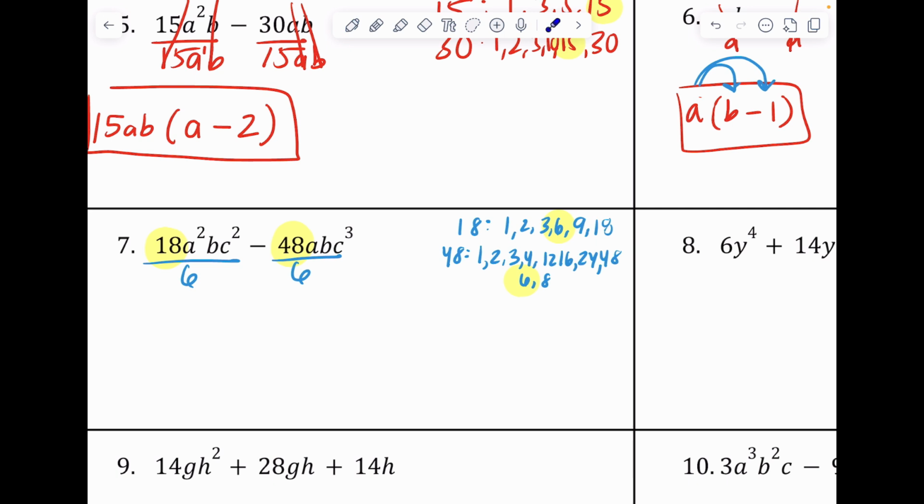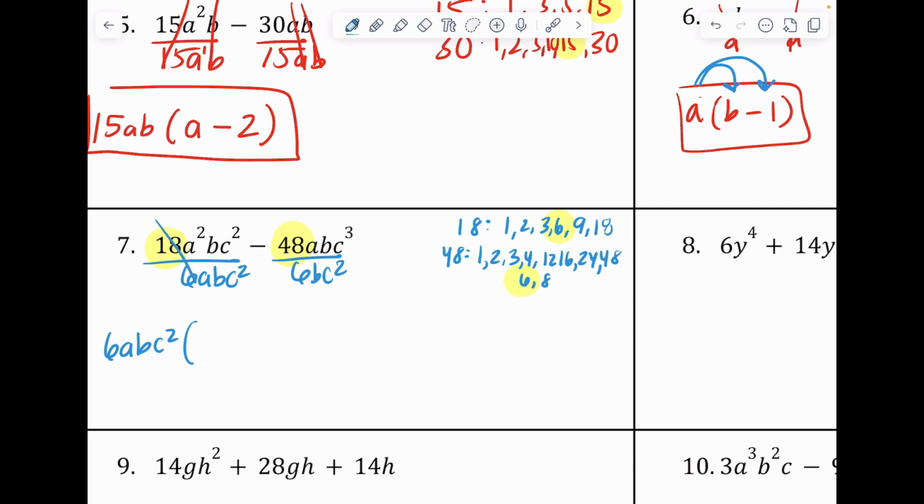Now I want to look at my variables. I have an a here and I have an a here, so I can for sure factor out an a. I have a single b here, so I can factor out a b. Now when I look at my c's, I have 2 c's here and 3 c's there. I can at least go with c squared, so I'm factoring out c squared. So I'm factoring out 6abc squared.